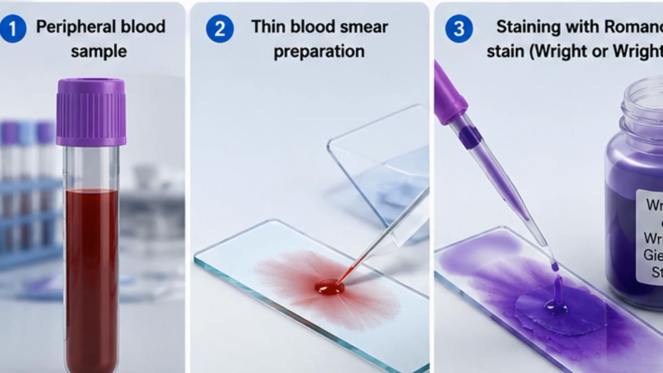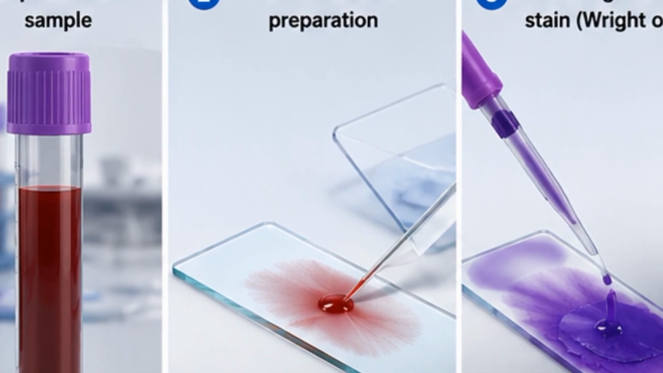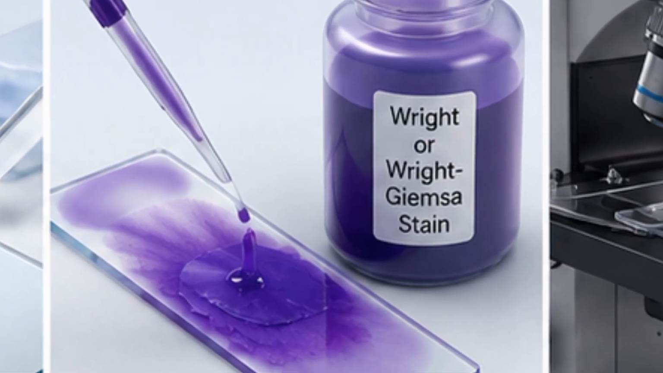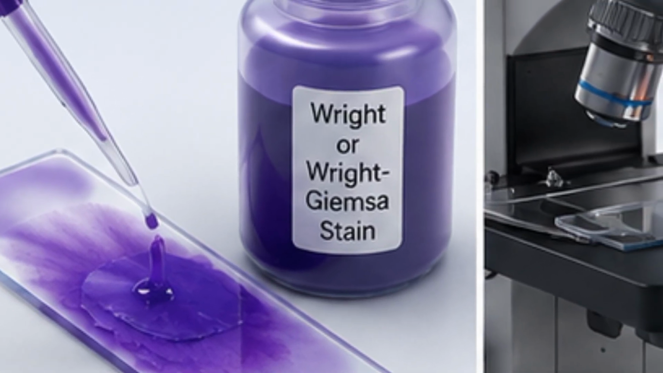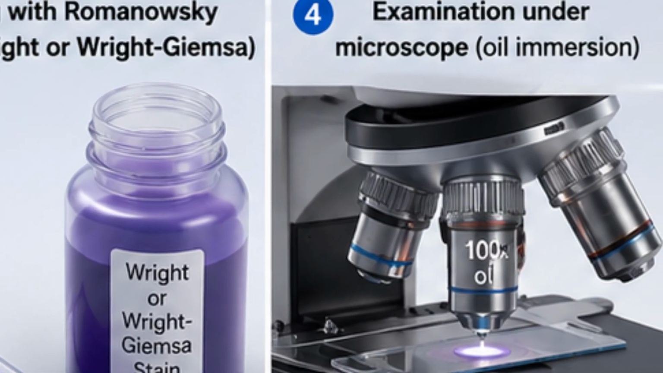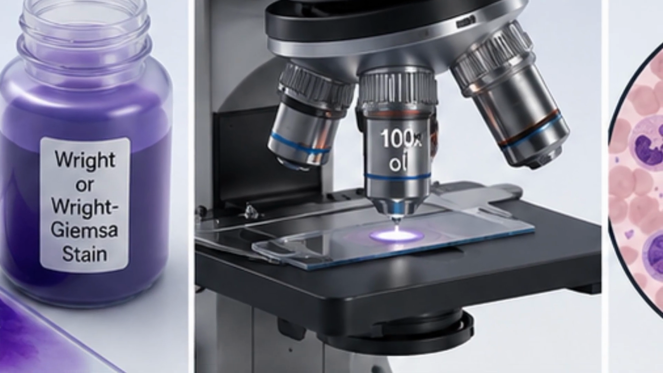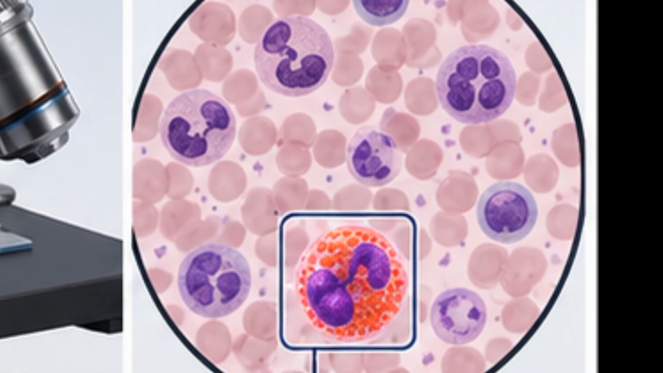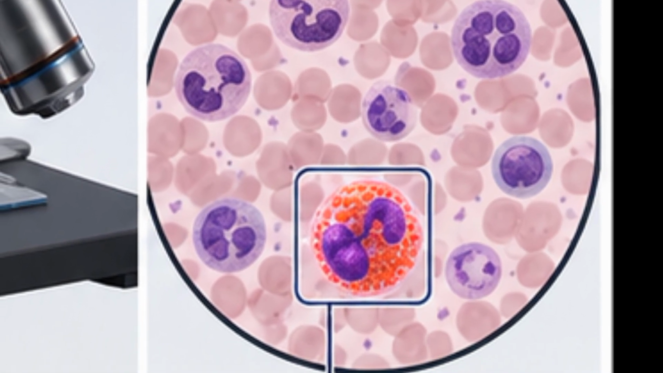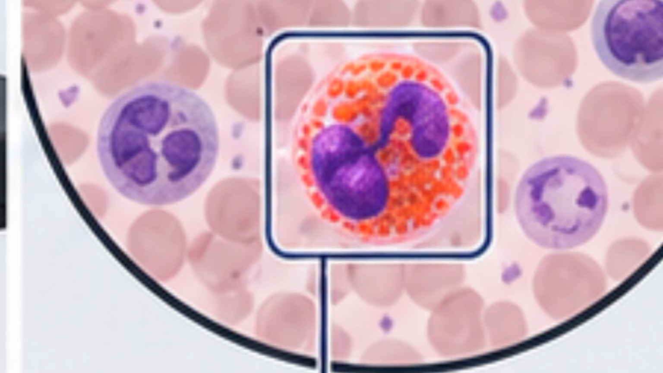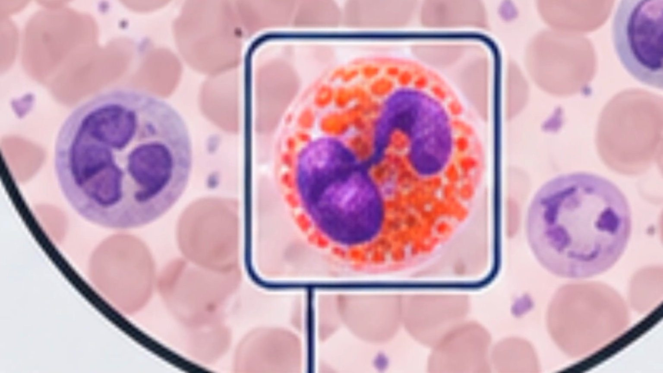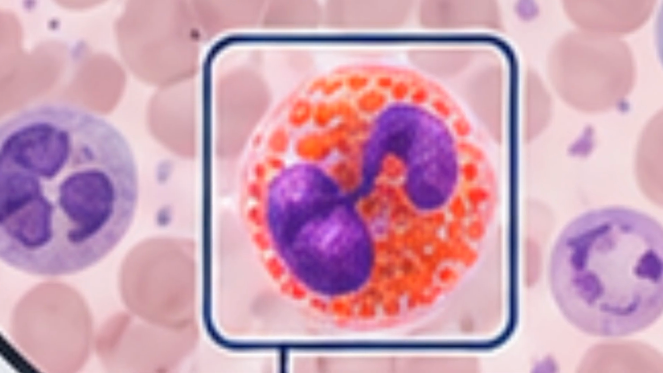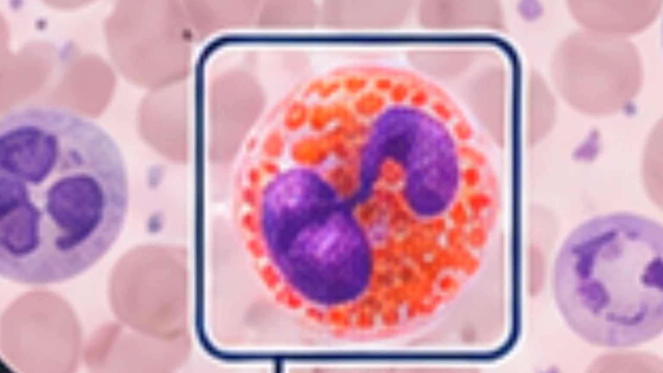For manual differential counting, a thin peripheral blood smear is prepared and stained using a Romanowski-type stain, such as Wright or Wright-Giemsa stain. The stained smear is examined microscopically, usually under the oil immersion objective. The laboratory professional identifies and classifies white blood cells according to their morphology. Eosinophils are recognized by their characteristic bilobed nucleus and prominent orange-red cytoplasmic granules.